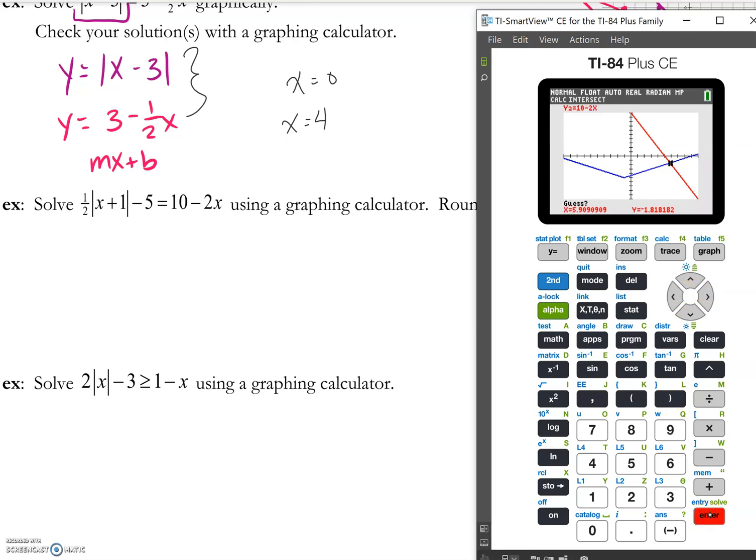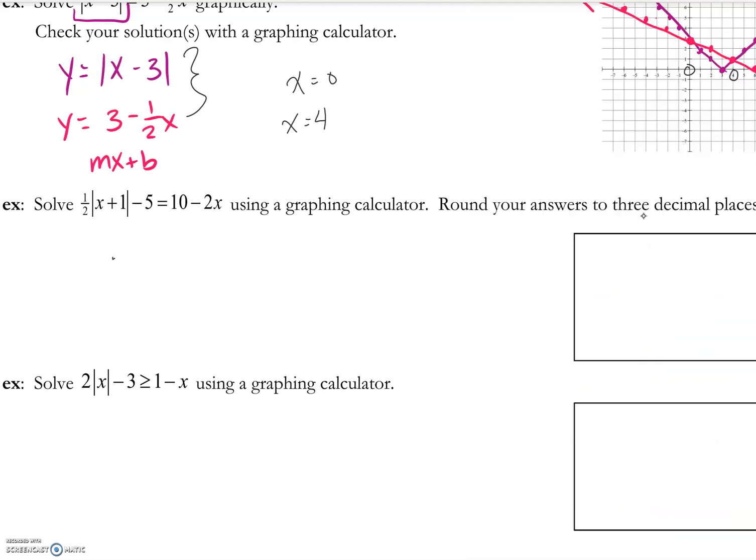Hit enter 3 times. And I got that the intersection is 5.8 comma negative 1.6. When I'm solving the equation though, I only want the x value because I'm solving this equation for x, and the x value then is 5.8.